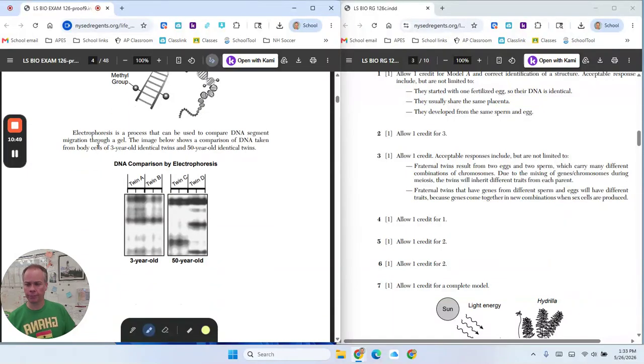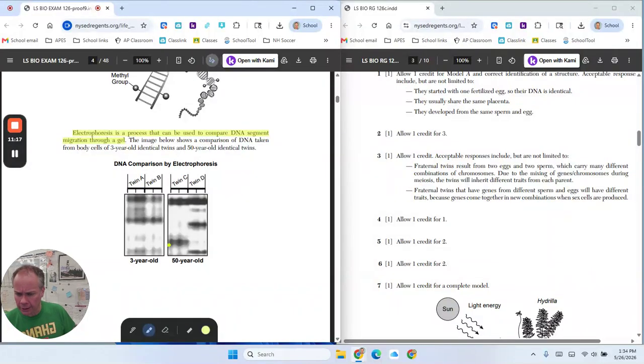Okay, we continue then. Electrophoresis, that's a process you likely learned about in class, but it's defining it for you here as well. Electrophoresis is a process that can be used to compare DNA segment migration through a gel. And we see these are some examples of electrophoresis. The image below shows a comparison of DNA taken from body cells of 3-year-old identical twins and 50-year-old identical twins.